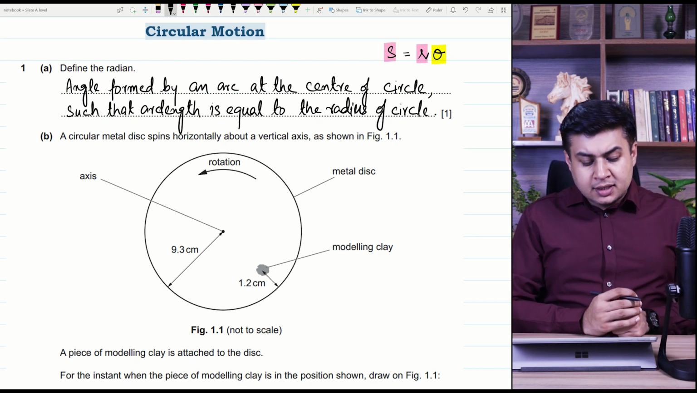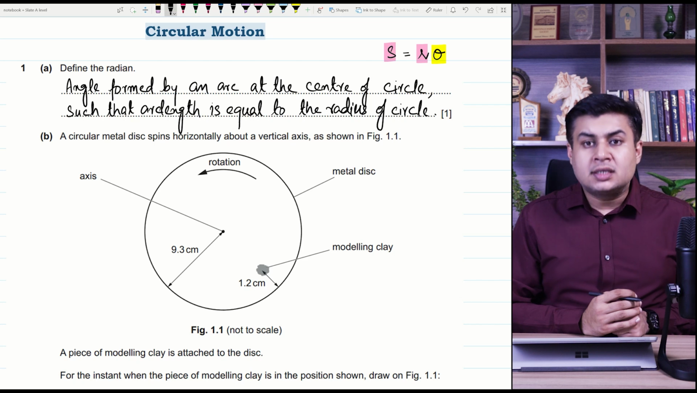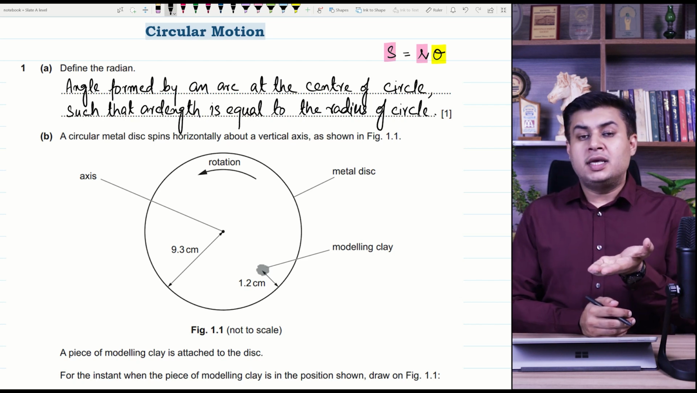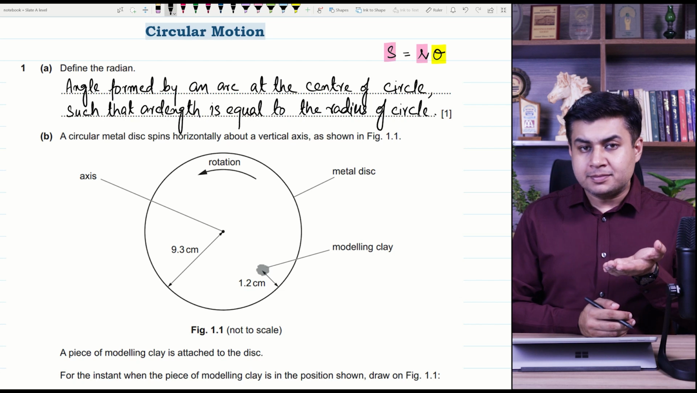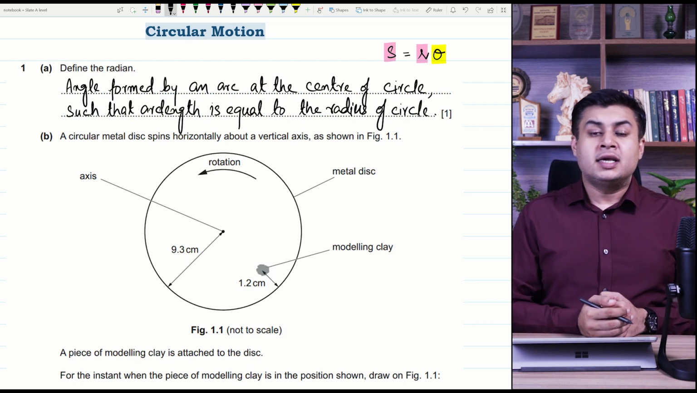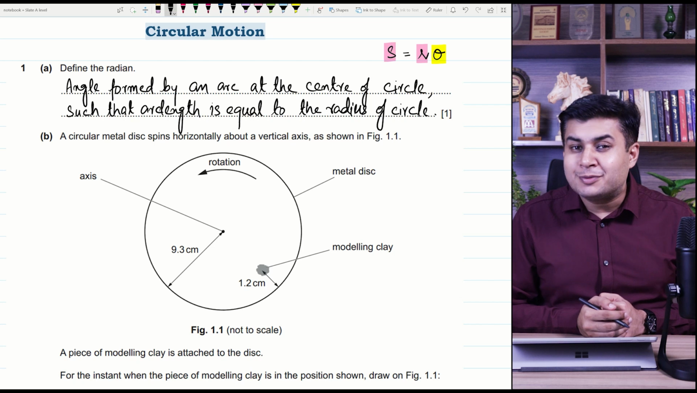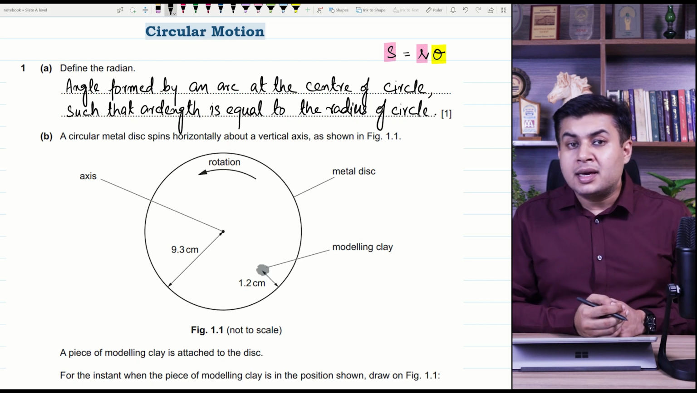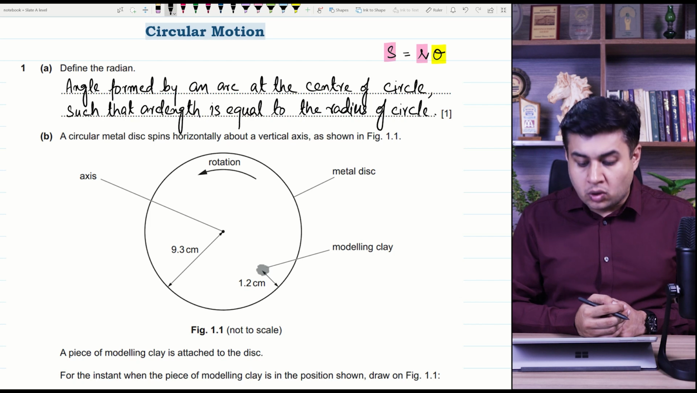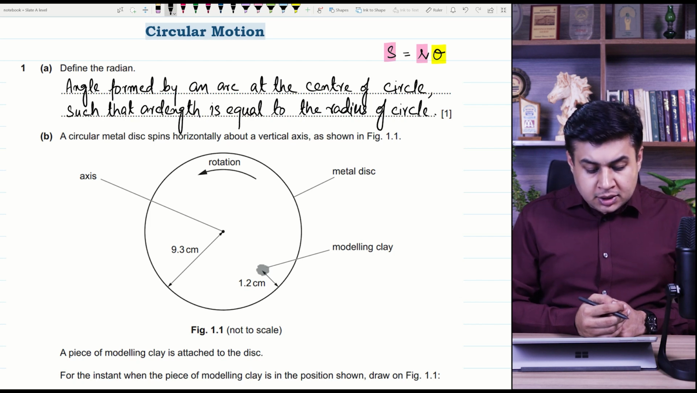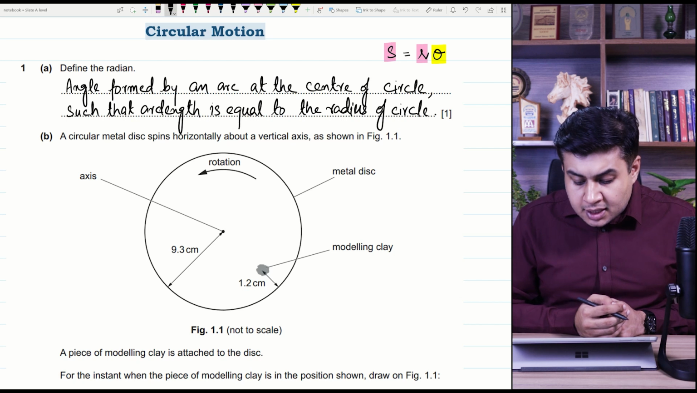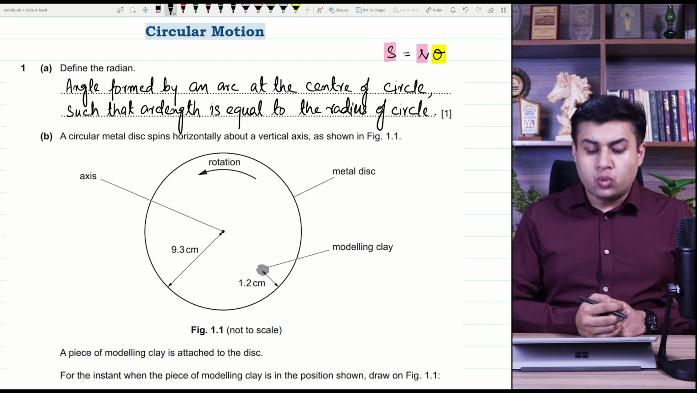Next part: a circular metal disc spins horizontally. There is a disc. हमने इसको turntable के reference में पढ़ा था. You remember that on a turntable, at every point the angular velocity was constant, irrespective of radius, because every point covers the same angle in the same time, so omega was constant. A circular metal disc spins horizontally about a vertical axis as shown in figure 1.1.